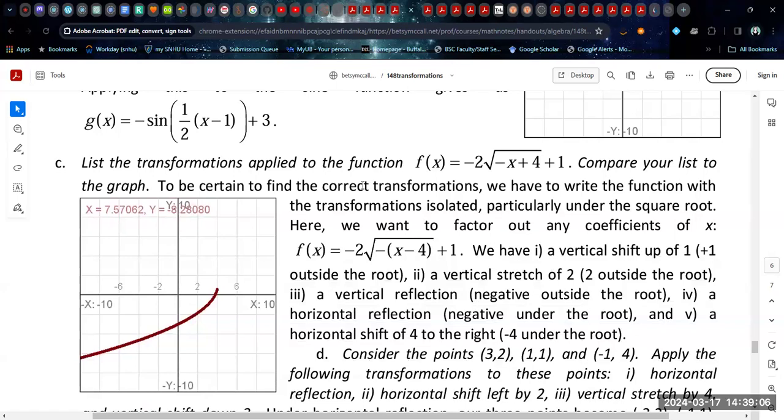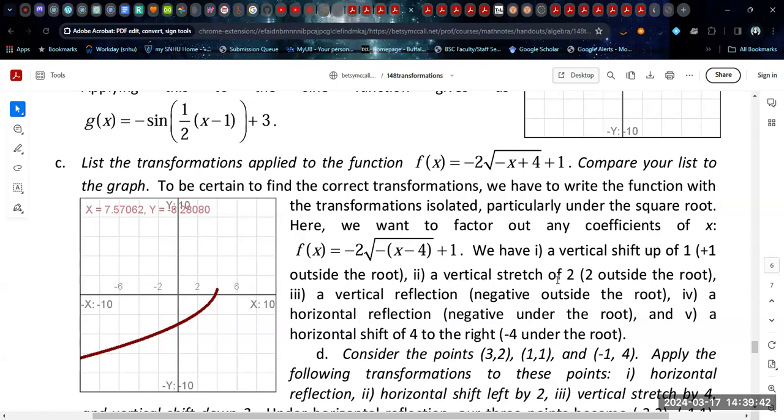Now, if I want to list the transformations that were applied to a function, again, I'm going to have to modify some of the notation a little bit so that I can tease out what the particular transformations are. So I'm going to have to factor out this negative sign so that I can see the direction of the vertical shift here. So this is going to have a vertical shift of 1. So if we work backwards, a vertical shift of 1, that's outside the root, so that's why it's vertical.